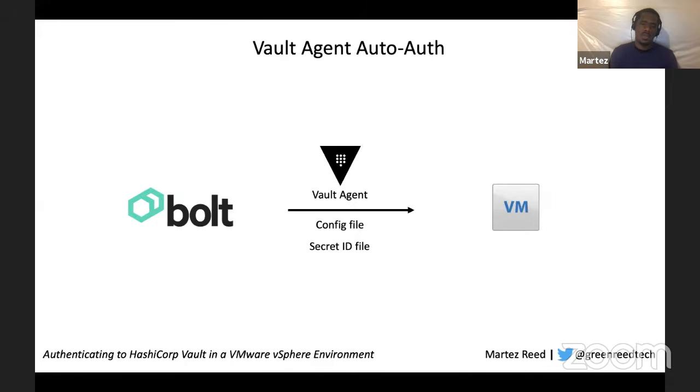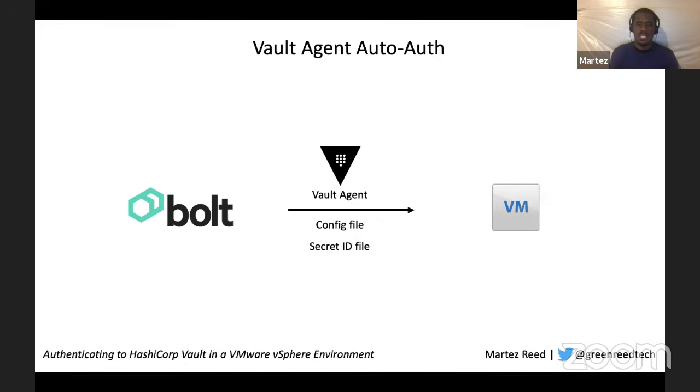And so what something like a Bolt or an Ansible could do is, during the actual process of laying down the secret ID or populating the secret ID on the system, it could also handle the installation of the Vault agent, as well as deployment of the configuration file that specifies where the Vault instance is, along with where the role ID file as well as the secret ID file are.